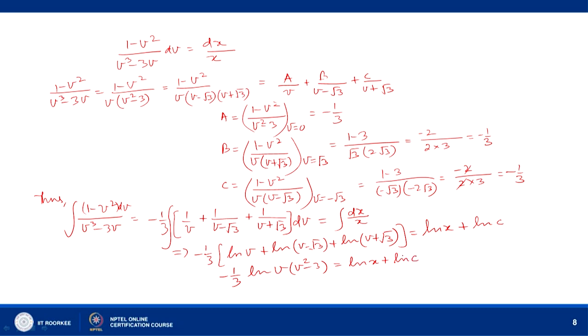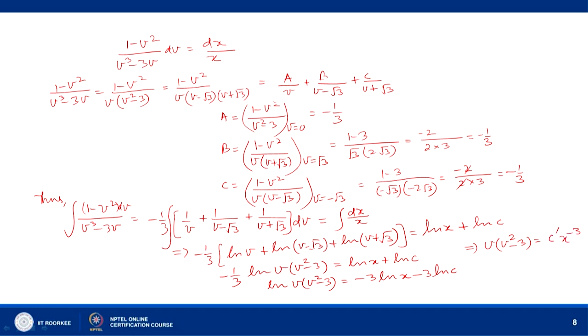plus ln c, and you can multiply by minus 3 here, and then what do we get here? So ln of v into (v square minus 3) is equal to minus 3 ln x minus 3 ln c. Okay. So what we get here? This gives you v into (v square minus 3) equal to some constant c dash into x to the power minus 3.